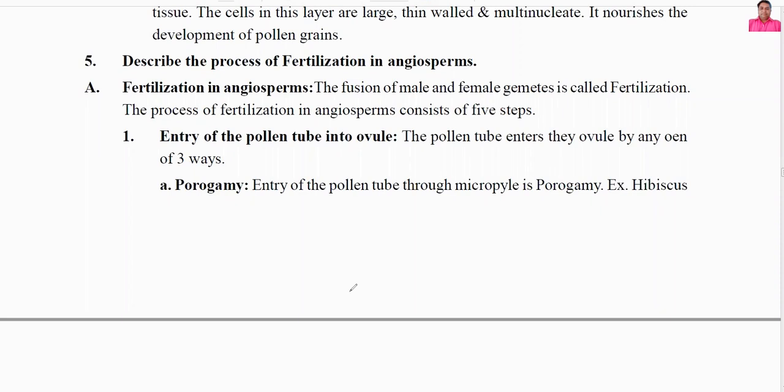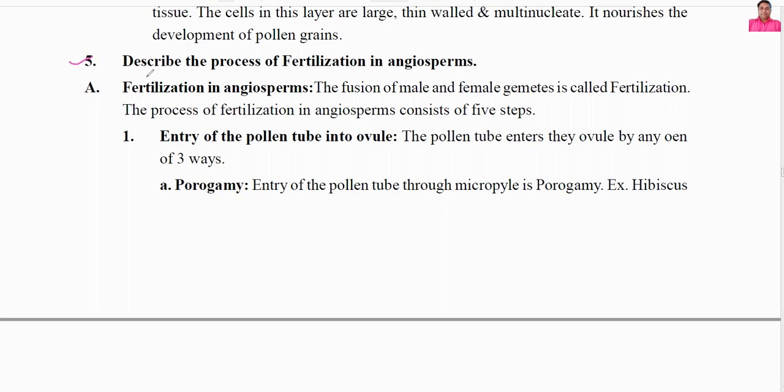As a continuation, we are discussing the first year botany, 8 marks question answers. Third unit, fifth question: Describe the process of fertilization in angiosperm. This is the most important question. It often comes in examinations. It is easy to read, remember and write.